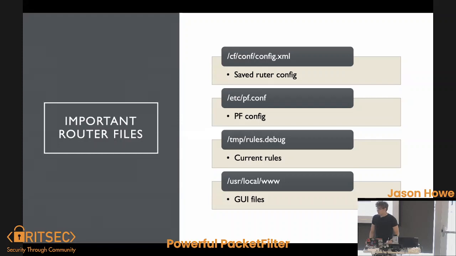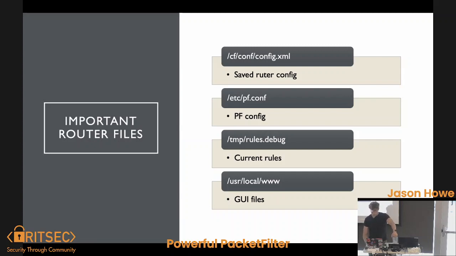Important things about the router. So, I can't spell router. Your default router config is written in XML. It is stored in the cf/conf/config.xml file. It's got a backup as well. We'll talk about that more.